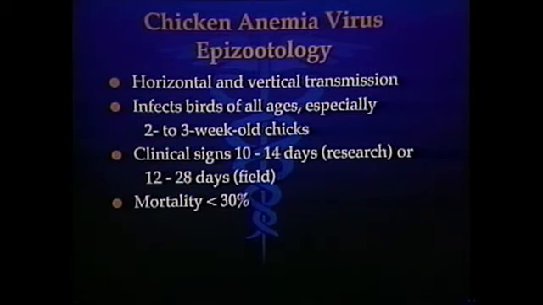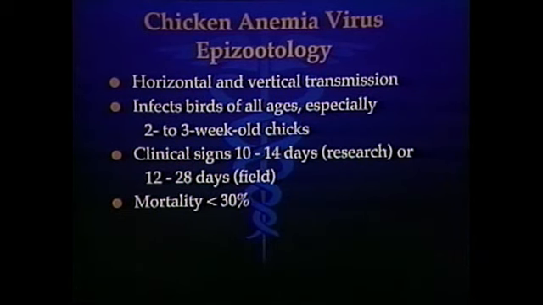Chicken anemia virus is spread by both horizontal and vertical transmission, and viral inclusions have been seen in day-old hatchling chicks. Although this virus will infect birds of any age, disease is especially severe in 2 to 3 week old chicks because of destruction of the immune system and a plethora of secondary infections.